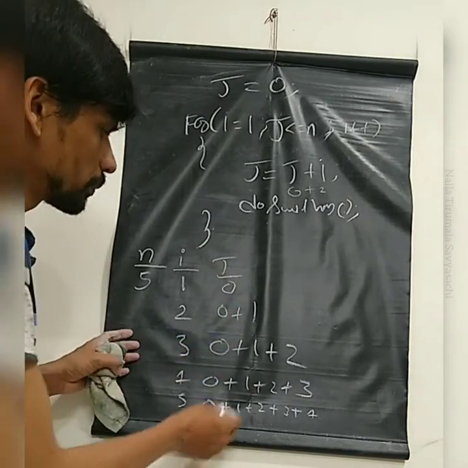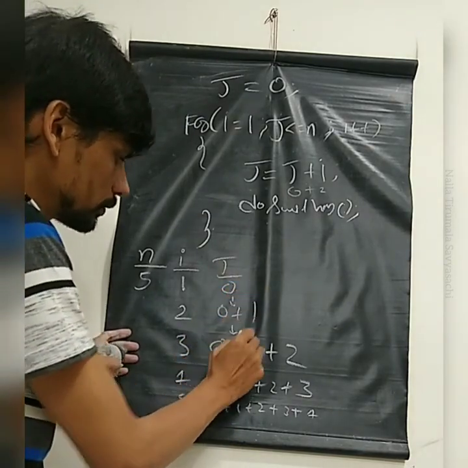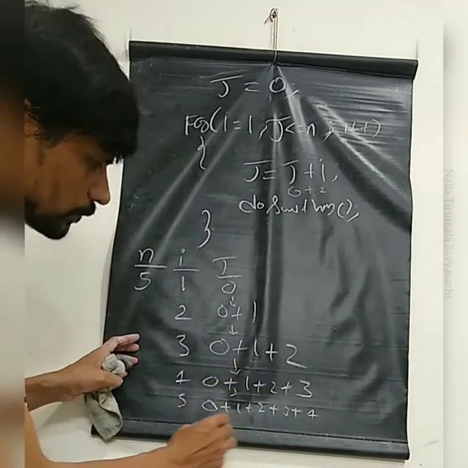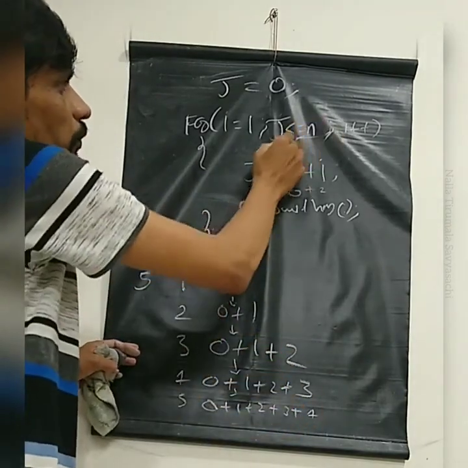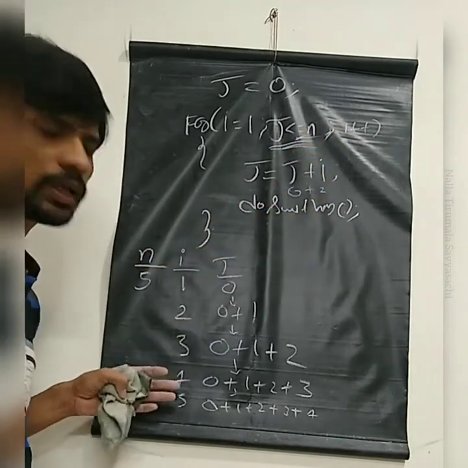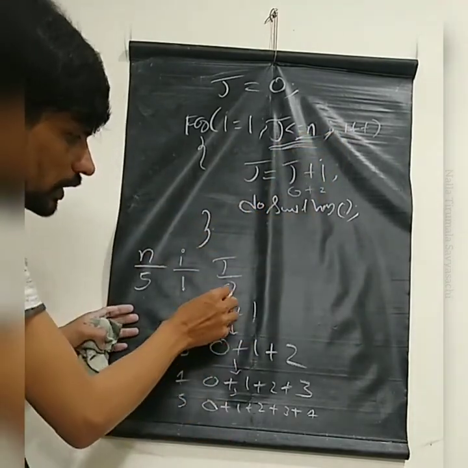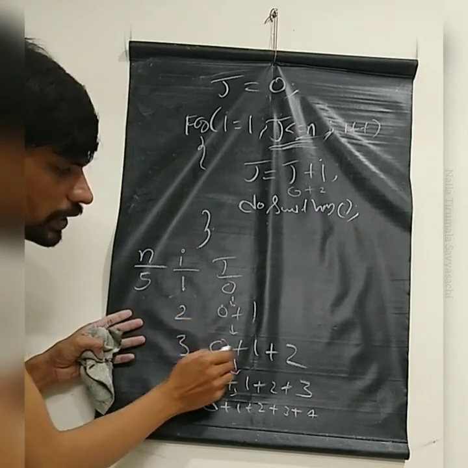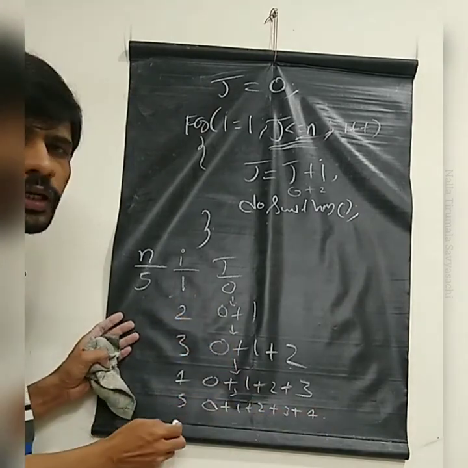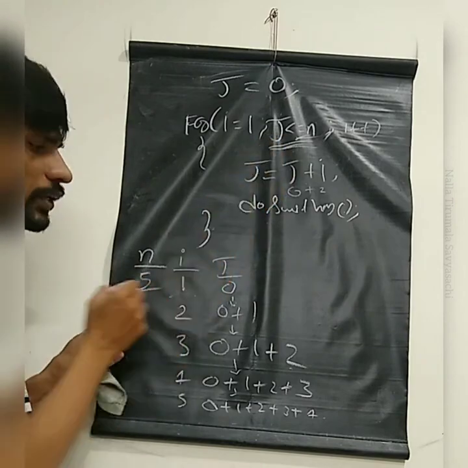Right, this pattern will repeat. If you observe this one, what exactly are we doing? We are adding the numbers up to this value. To make this condition satisfy, we are simply iterating through i, and we are adding up to the number n, right?